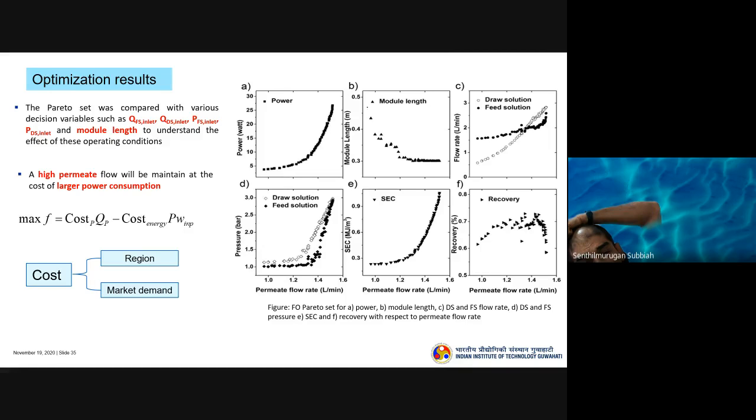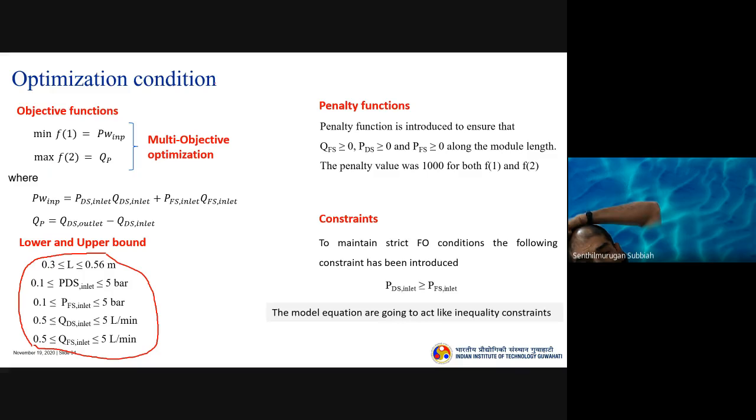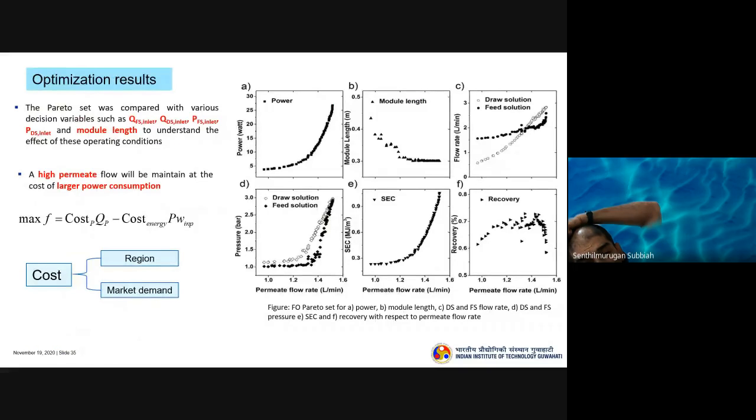So what are the multiple Pareto fronts we got? If you look, the permeate flow rate versus the power output, so how much power is consumed, that's what we are defining here. One output is QP, another one is PW. If you see here, it is increasing as you increase the permeate flow rate, but after some point, it increases exponentially. This is one of the important observations which we need to consider while designing the membrane separation process, particularly the FO process.